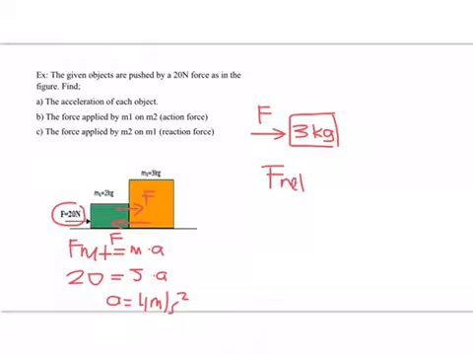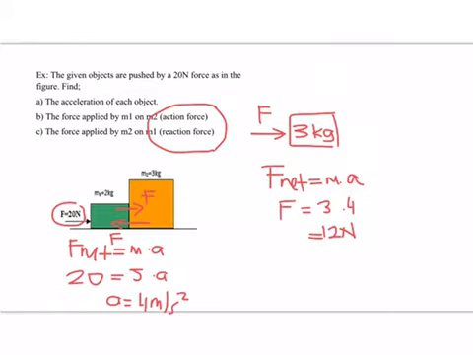So again, from F net is equal to m times a, F is equal to 3 times the acceleration 4, which is equal to 12 Newtons. B and C will be the same because the action force will be equal to the reaction force, which is equal to F, 12 Newtons.